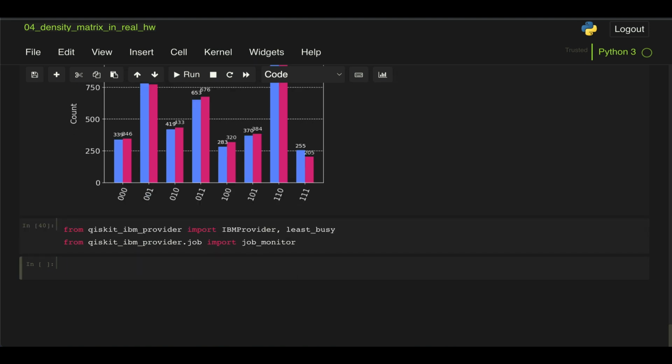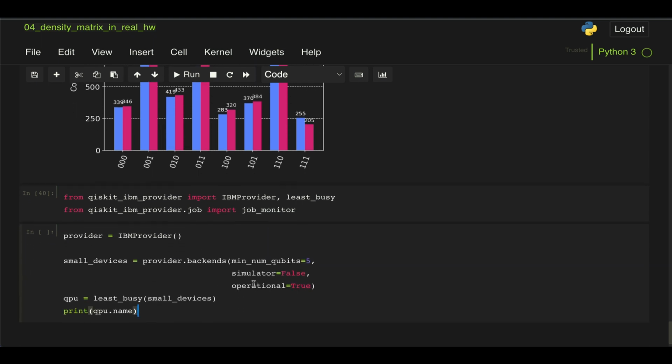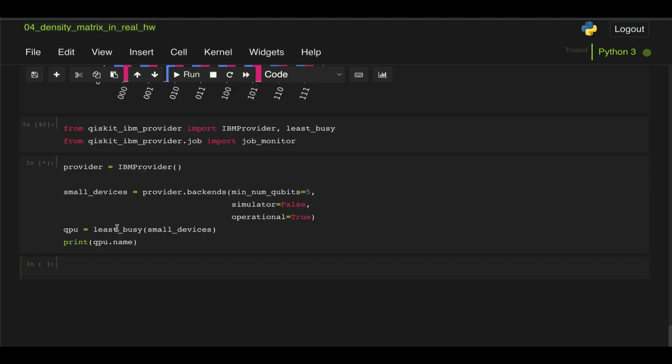So we do those imports, and then what I'm going to do here is just pick our quantum processor based on whichever is the least busy and has at least 5 qubits, so we can execute our circuit. This takes a little bit of time, but then this should print the name of the QPU we're going to be using. So here we see we're going to use Manila.